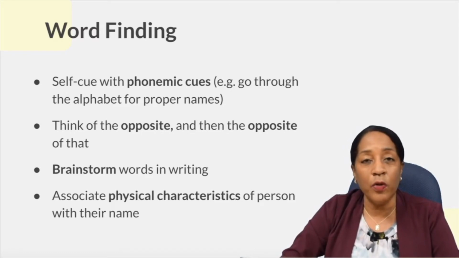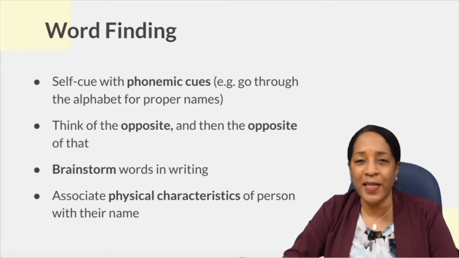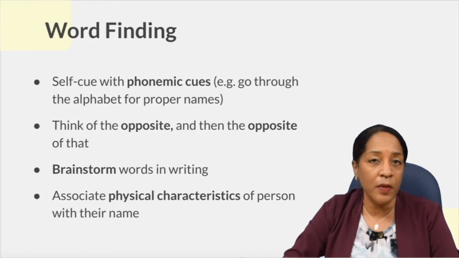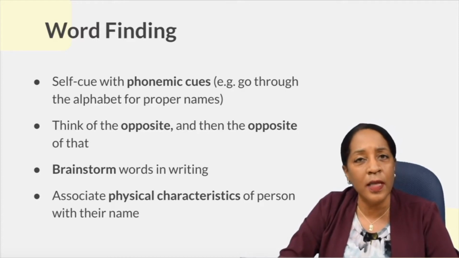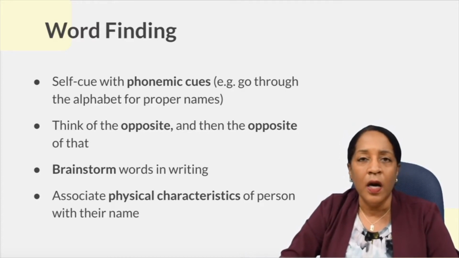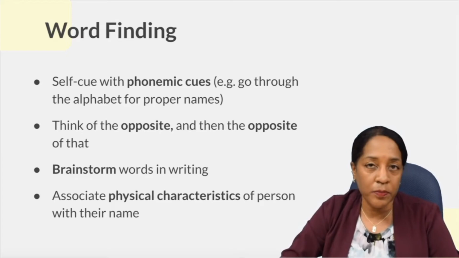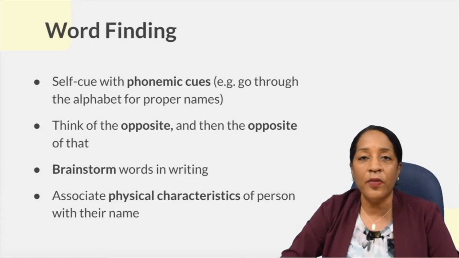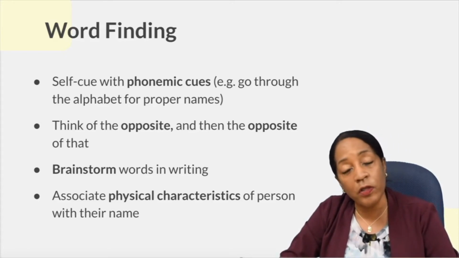Brainstorming words by writing them down is helpful because it accesses the written pathway in the brain. Sometimes that can cue a patient to think, oh yeah, that's the word that they're looking for, by seeing certain letters that they're thinking of. And then they can also associate physical characteristics of a person with their name. So if a person has a problem thinking of the name of a person, they can try to think of maybe the physical characteristic that they thought of when they encoded the word in the first place.